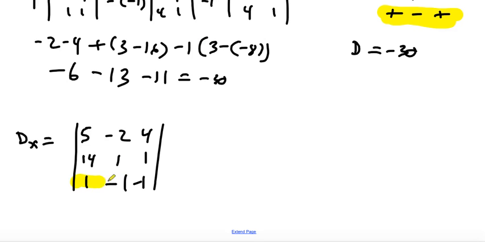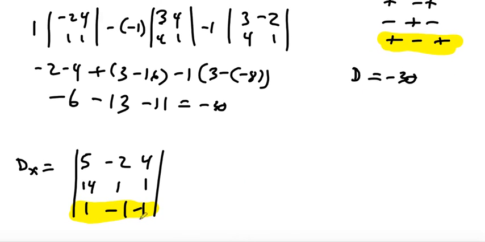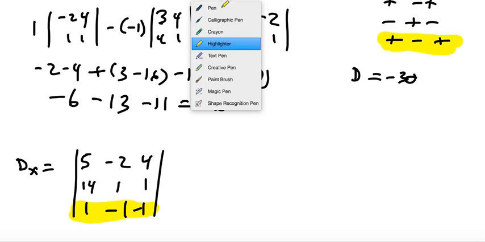When we do this, we have to again choose a row or a column. I'm going to keep choosing this third row because it's simplest for me, at least personally. I'm also going to use the pattern plus, minus, plus, because it has to match that right there.